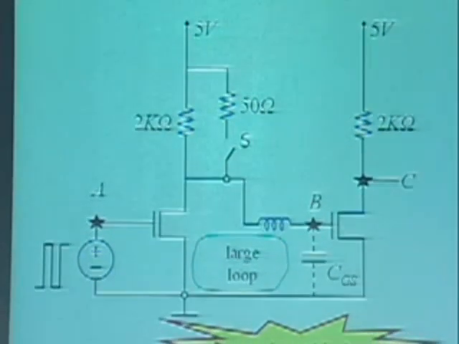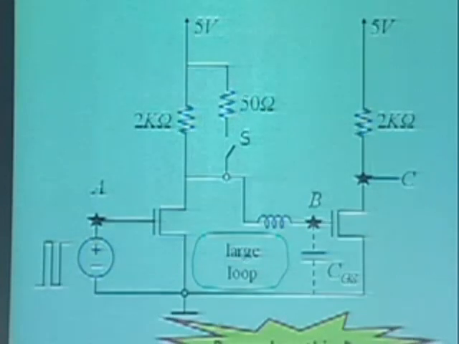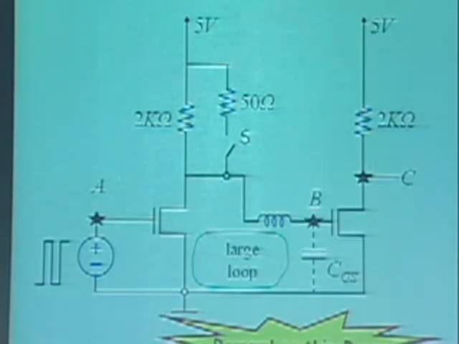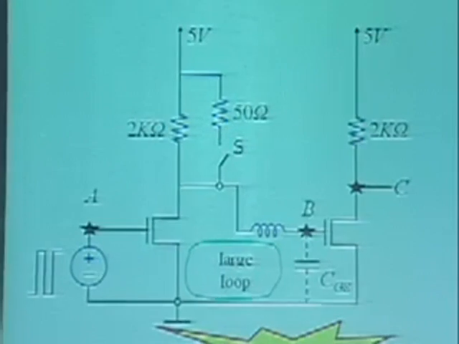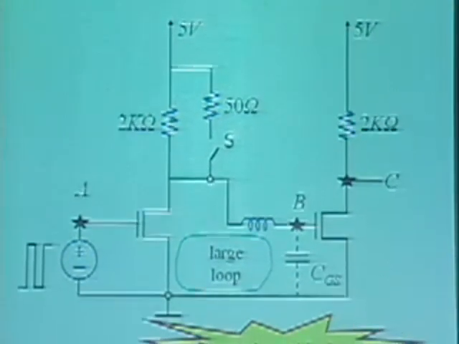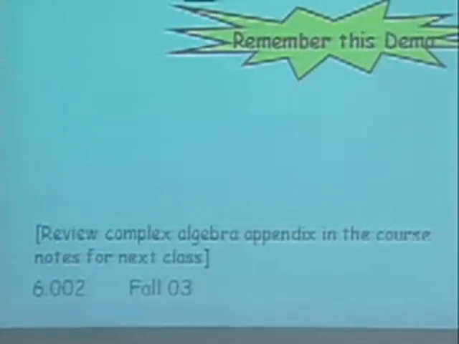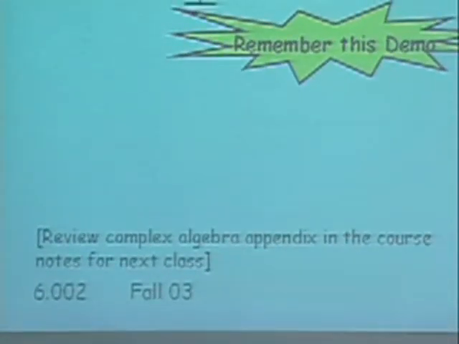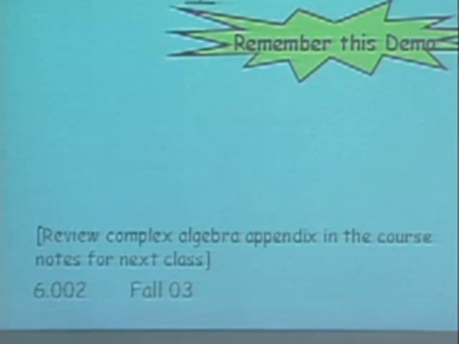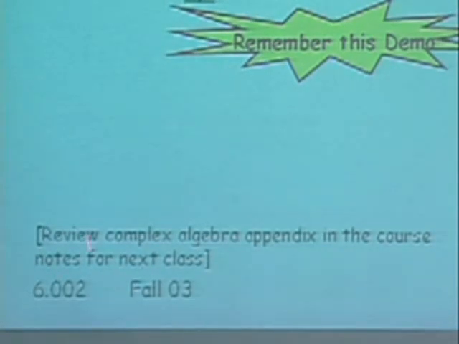Oh, just to remind you, for Tuesday's lecture, it would help if you quickly reviewed the appendix on complex algebra in the course notes. Okay, remember all the real and imaginary, j omega stuff? So it'd be good to very quickly skim through that. It's a couple pages.